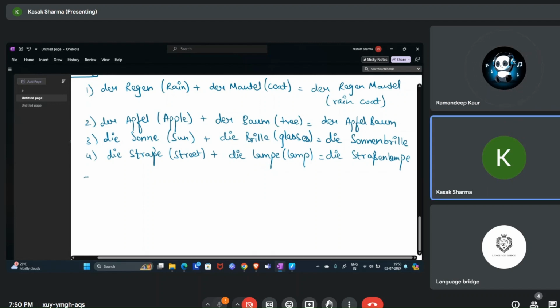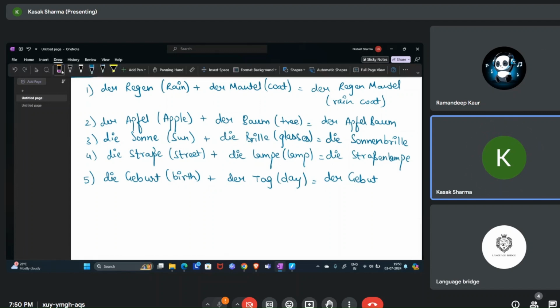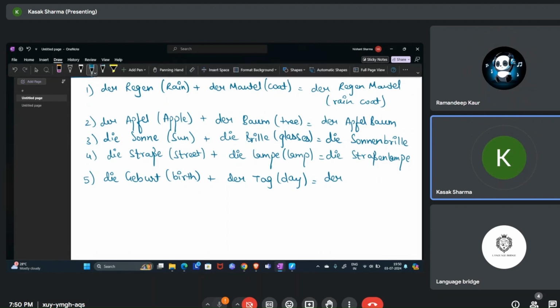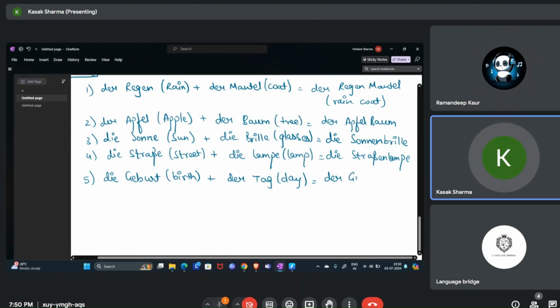Now fifth, I have die Geburt, which is birth, and for it I have der Tag, which is day. Now it will be der Geburtstag. Here I use an extra S. Geburtstag, birthday.